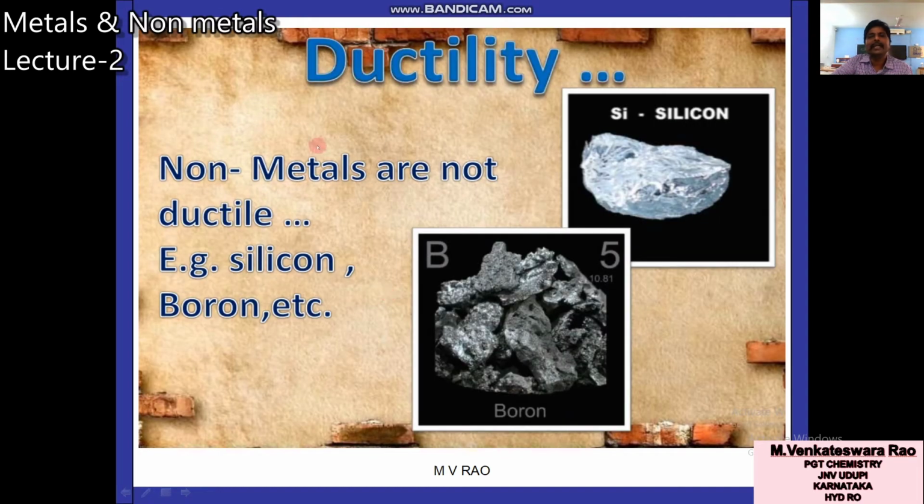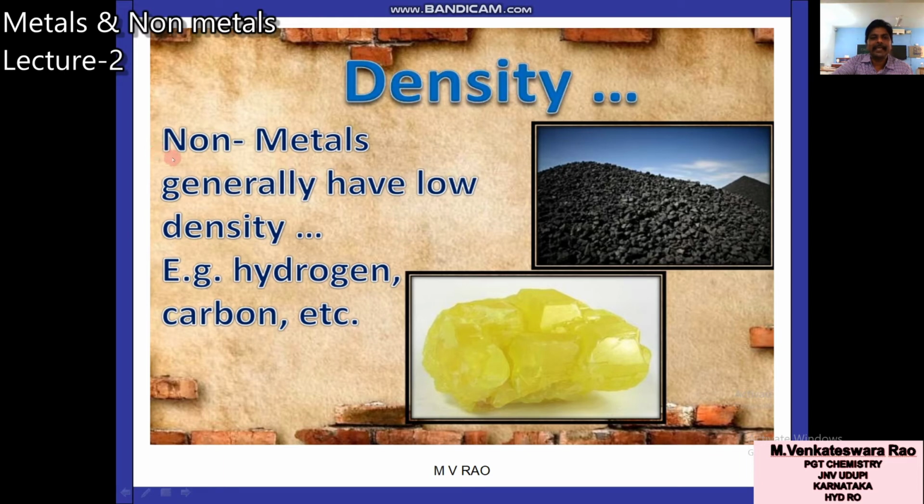Next one is ductility. Non-metals are not ductile. Example: silicon, boron. Next one, density. Non-metals generally have low density. Just compare with metals: metals have high density, whereas non-metals generally have low density.